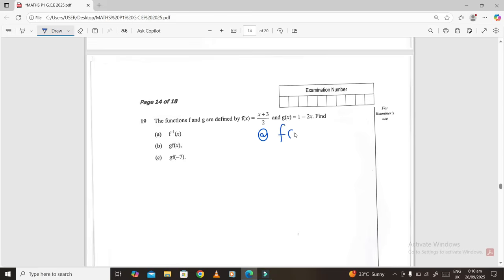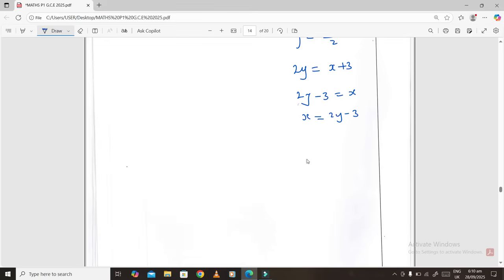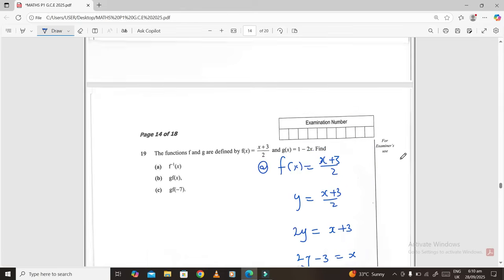Okay, so we get the function f, because we want to find the inverse of function f. So we shall write y is equal to (x plus 3) over 2. We cross multiply, that's 2y is equal to x plus 3. We group the like terms, or we make x the subject. This is how it will look: x is equal to 2y minus 3. So the moment we do that, we can now say f inverse of x is equal to 2x minus 3. This is our answer for question A.